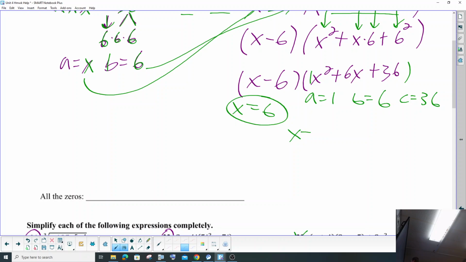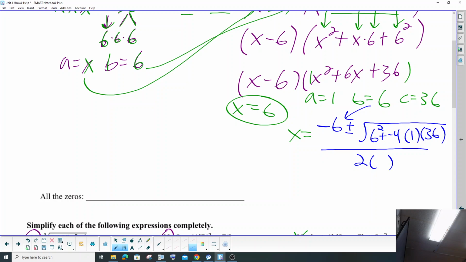So we go x equals negative b plus or minus the square root of b squared, so that's 6 squared, plus a negative 4, a is 1, c is 36, all divided by 2a, where a is 1. Okay, so then we go ahead and reduce that. So we get negative 6 plus or minus.